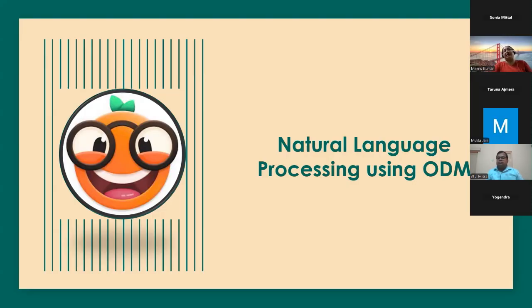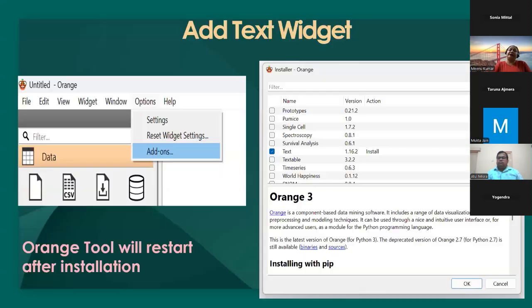Then we come to natural language processing. In natural language processing, we have to add the text widget. The text widget can be added by going to options and selecting add-ons. In that, you will get this entire list. So you have to click on text and it will install automatically, and just click on OK. So it will install and then Orange will restart. You'll have to give that 2 minutes while it installs, and then Orange will restart.